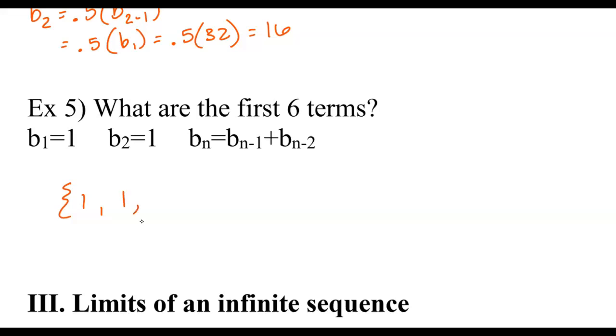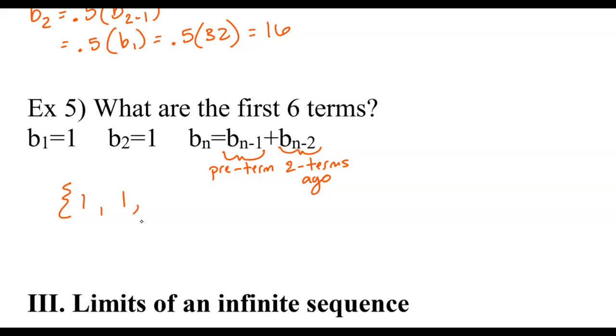So this one's a little different in that the first and second term are the same. Okay, no big deal. Then it states that the rest of the sequence is defined by b sub n is equal to b sub n minus 1, which remember, we know this is the previous term, plus b sub n minus 2. This means 2 terms ago. Probably not the best vocabulary usage there, but that's how I think about it in my head. It's 2 terms in the past.